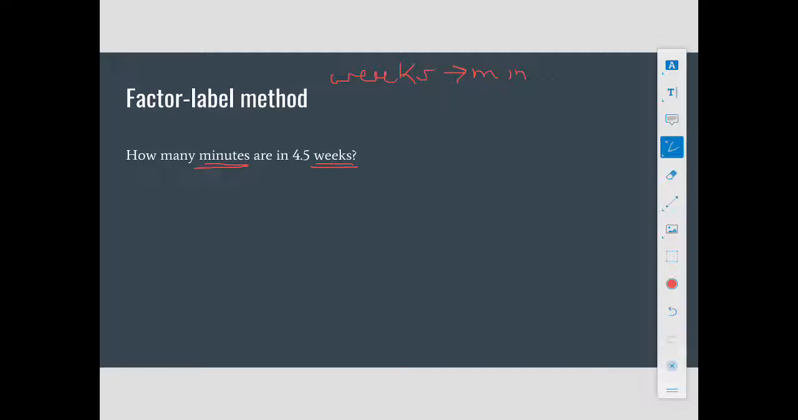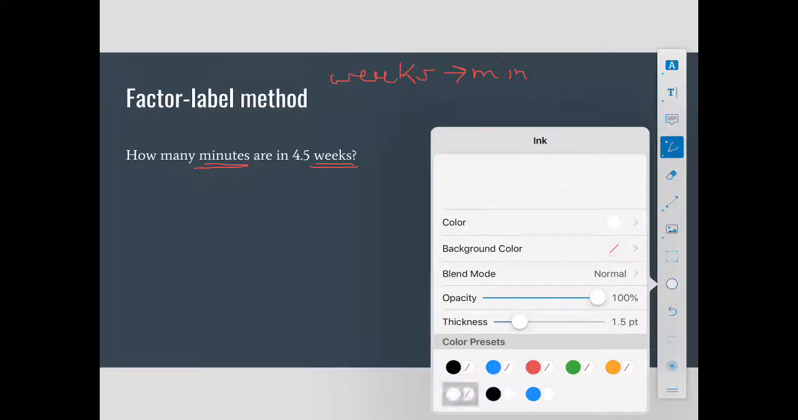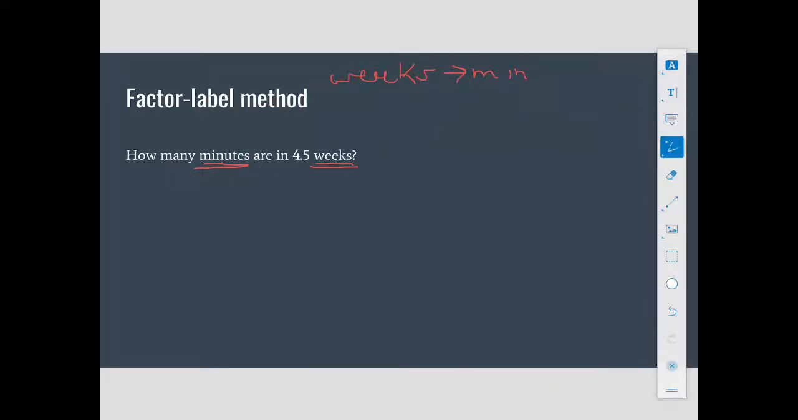So the first thing you want to do in a conversion is find the number that you're given in the problem. In this case, it's 4.5 weeks. Whatever you're given, you write that over here in the top left corner. I'm just going to abbreviate weeks with W. We've done that, and then I draw this little crosshair thing right here.